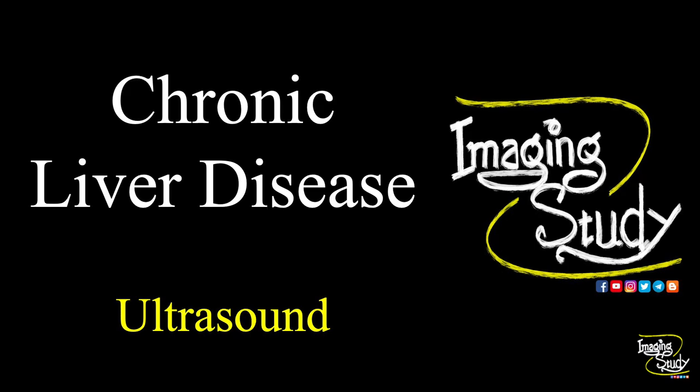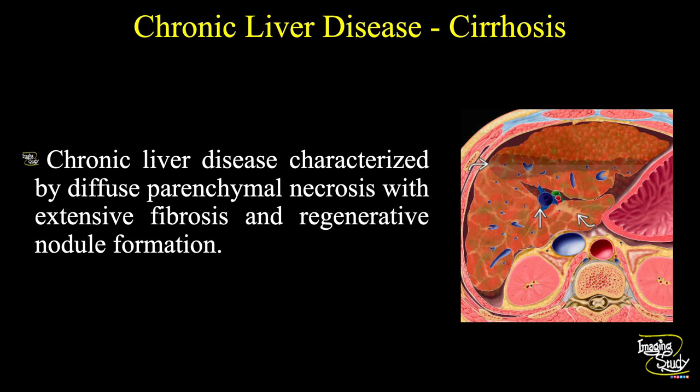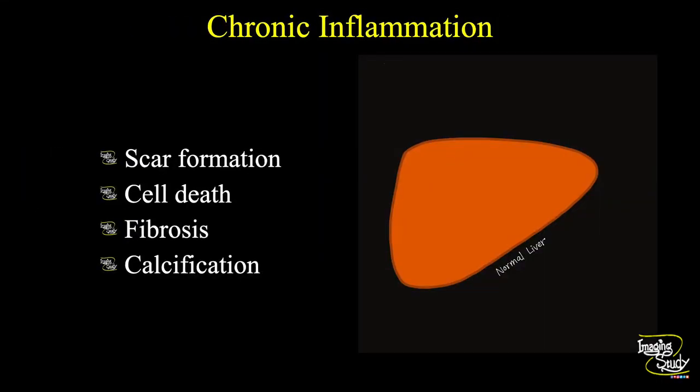Let's talk about chronic hepatitis and cirrhosis of liver. Chronic liver disease is characterized by diffuse parenchymal necrosis with extensive fibrosis and regenerative nodule formation. In case of chronic inflammation, always think of 4 points. There will be scar formation, there will be cell death, there will be fibrosis, and not for liver but for other organs, you'll also get calcifications.